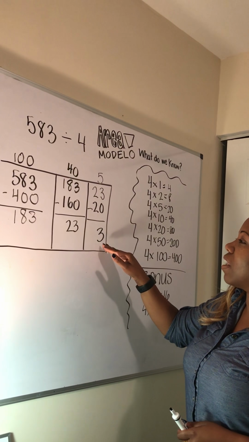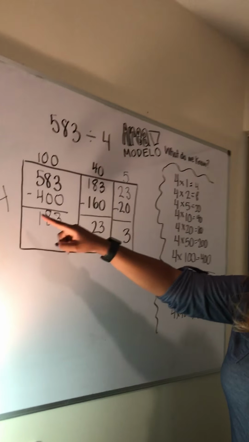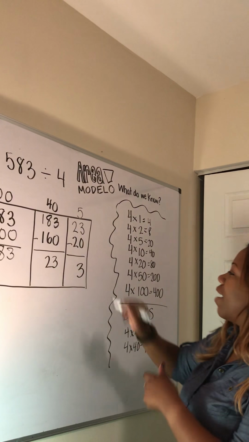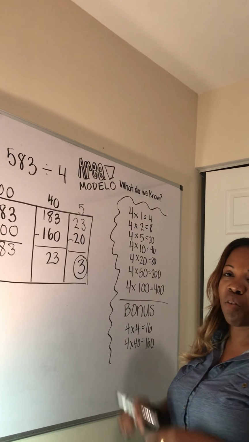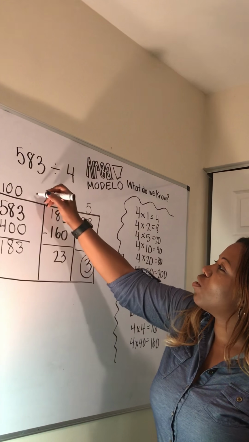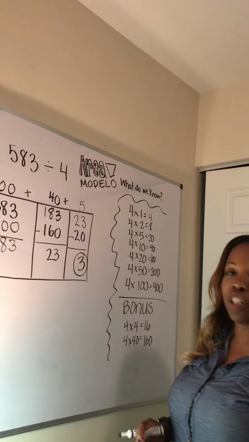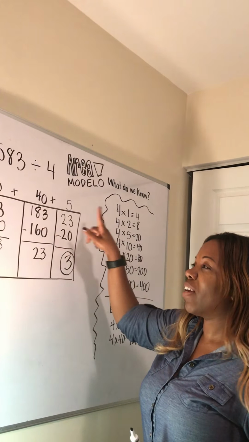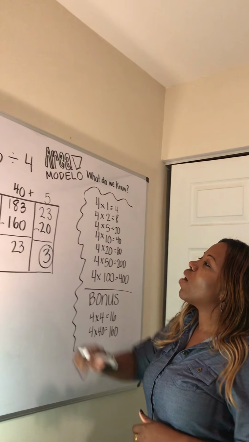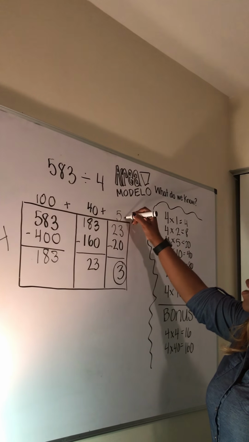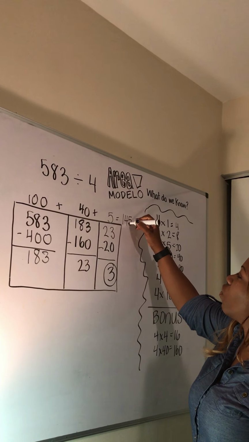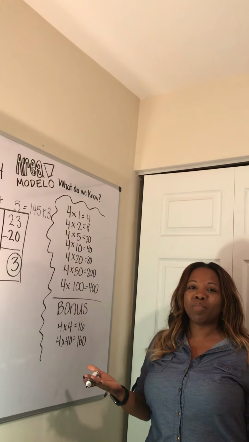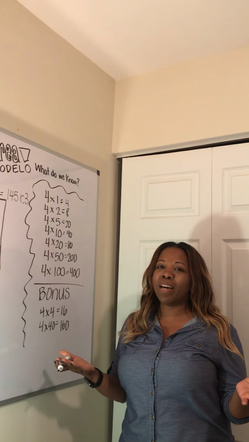And we already understand that if we have 3 units of area, we cannot get a group of 4 out of that. We can't do that. So we'll have this as our remainder. So what we do now to find out the quotient, which is also the other side of this area, the length to the width, we will have 100 plus 40 plus 5, remainder 3. And that, my friends, is the area model of division. Any questions, hit me up.